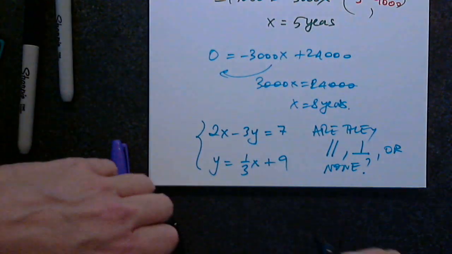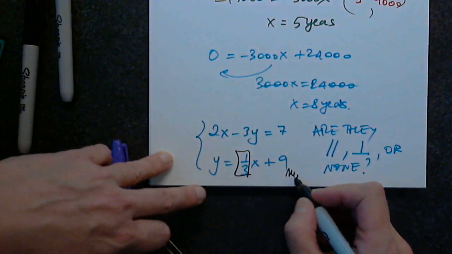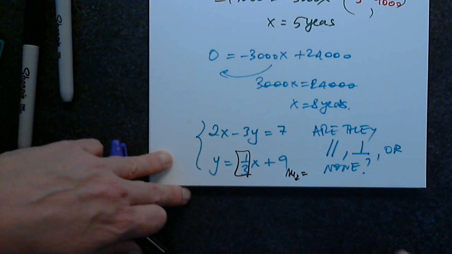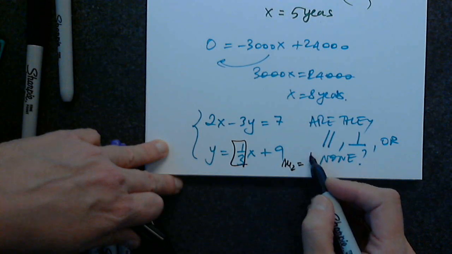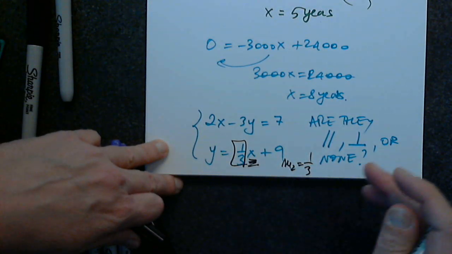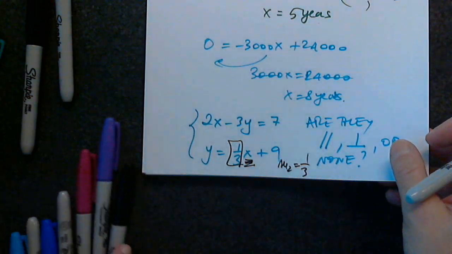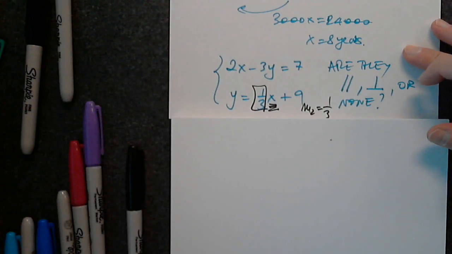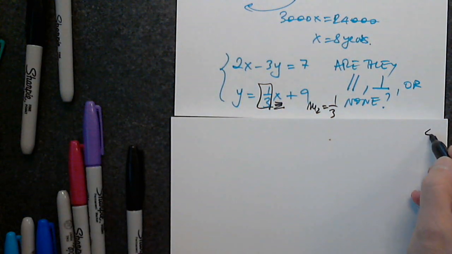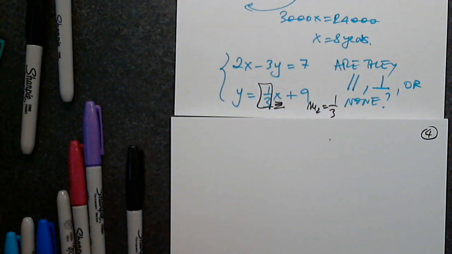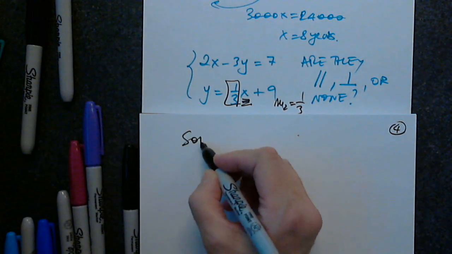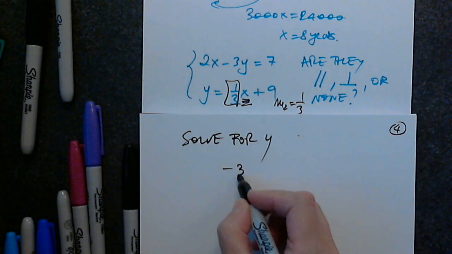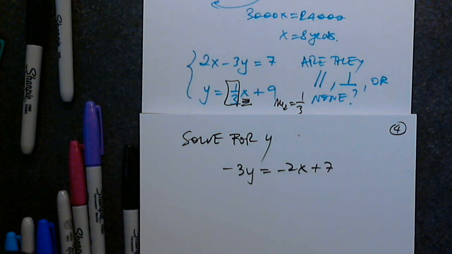Okay, great job. So we already have the slope of M2, or the second line. Bobby's right. He said you already have the slope for the second one. What is it? Remember, the slope has nothing to do with x. Good, so what do I have to do to the first one to determine its slope? I'm solving for y. So negative 3y equals negative 2x plus 7.